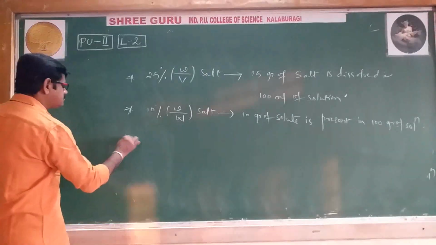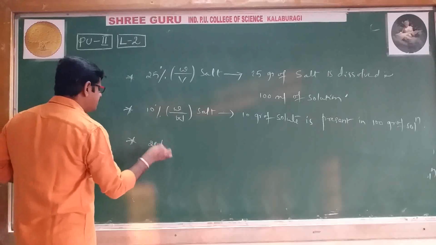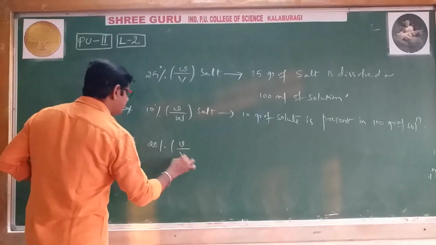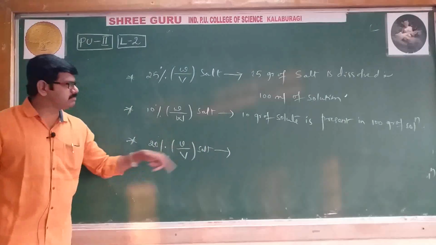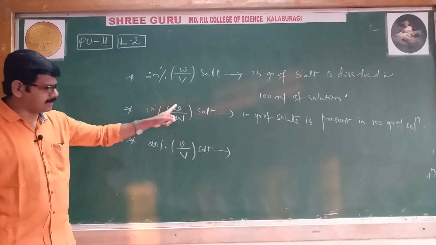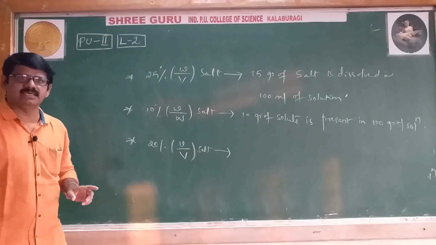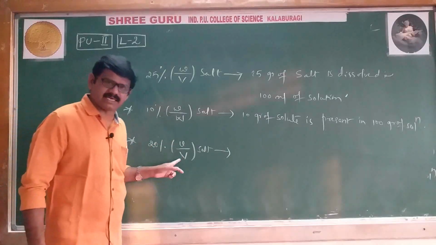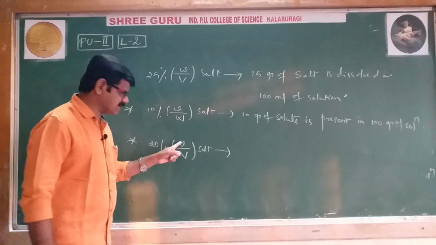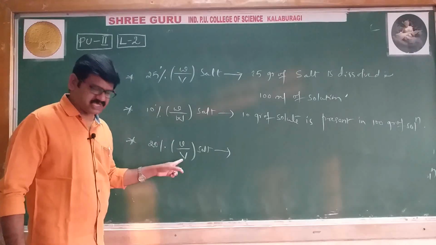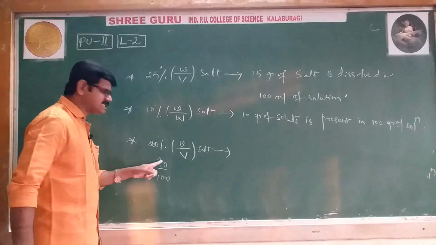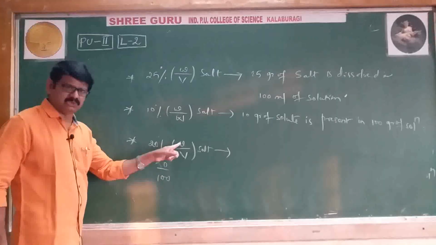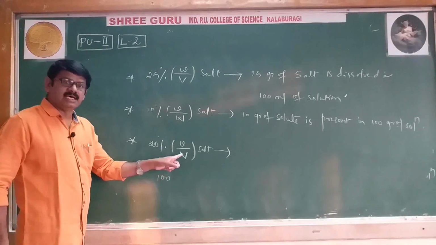Suppose 20% V by V salt. It means V by V, small v divided by capital V. It is related to solute, and it is related to solution. Again, 20% is nothing but 20 by 100. This value is related to solute, this value is related to solution.